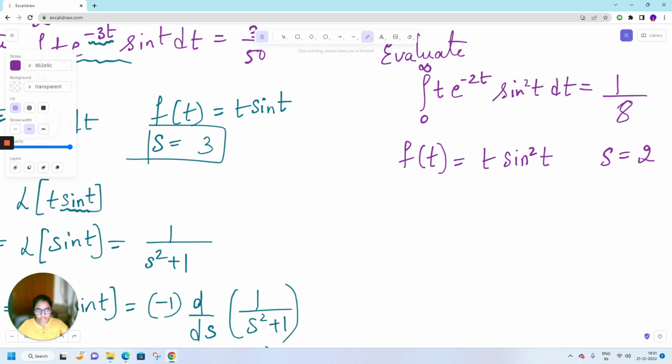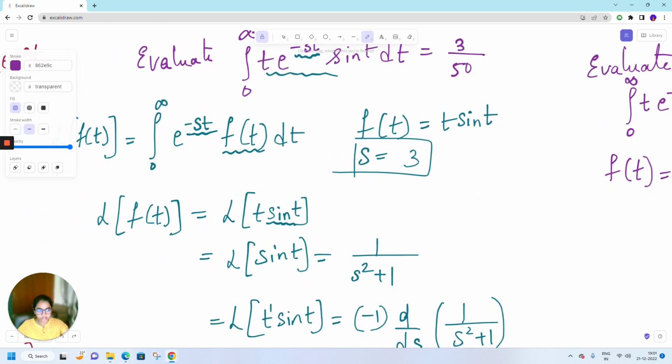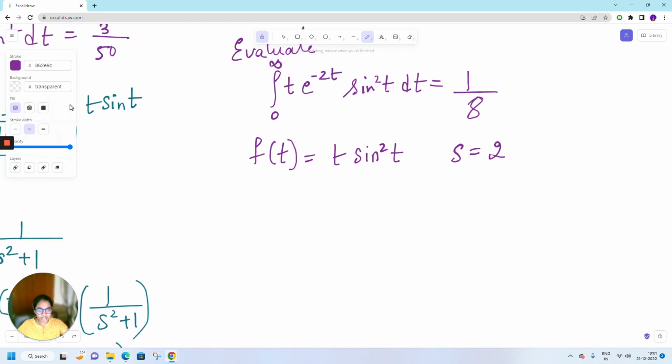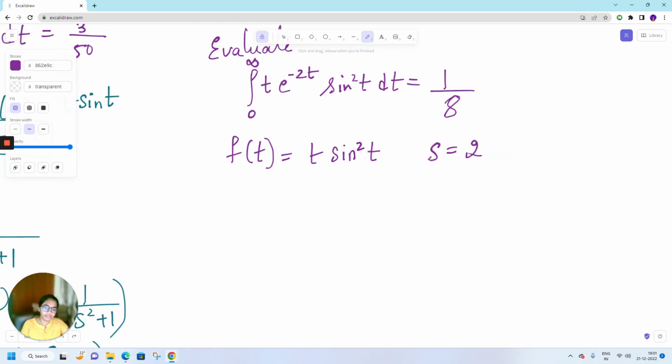Yes, observe here the definition that I wrote. In place of s, in this question, I have 2. Okay, now what is the first step? Find the Laplace of f of t. How do you find the Laplace of f of t? That is t sine square t. So the first step is to find the Laplace of sine square t.